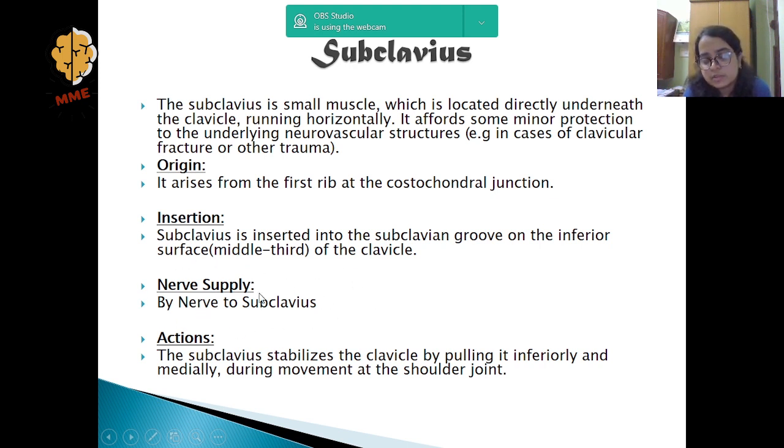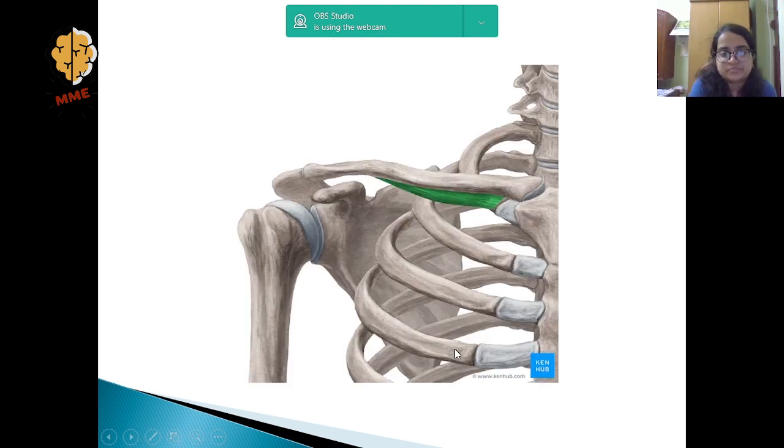Basically, you will study about it in detail. It arises from the brachial plexus. It is a direct branch from the upper trunk of the brachial plexus. So, actions: the subclavius stabilizes the clavicle by pulling it inferiorly and medially during movement at the shoulder joint. This is the subclavius muscle.